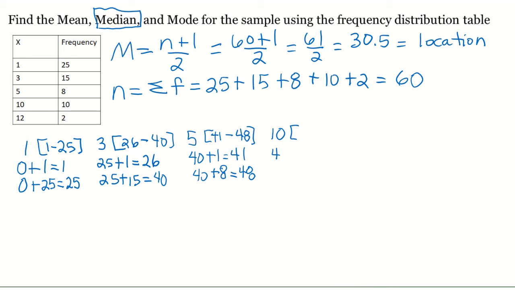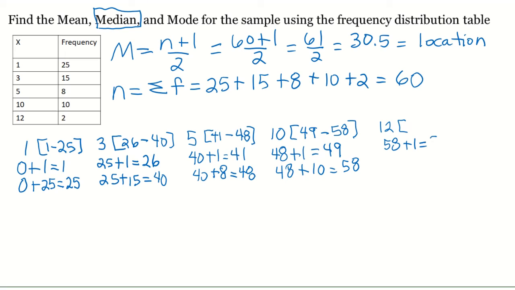So the upper boundary is 48. We're going to add 1. That's going to equal 49. Then we're going to do the 48 again, and we're going to add the frequency of 10. That's going to give me 58. And then I'm going to do the last one, which is my 12. I'm going to take that upper boundary of 58, add 1, which is going to give me 59 for my lower boundary, and then 58 plus a frequency of 2, and that's going to give me 60.